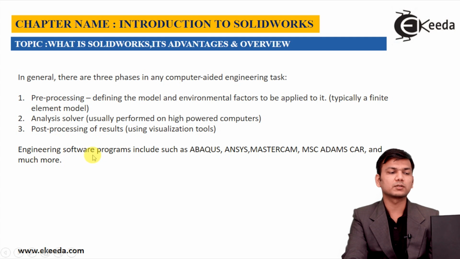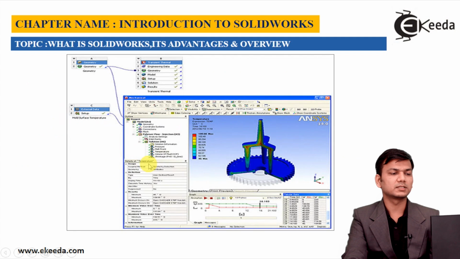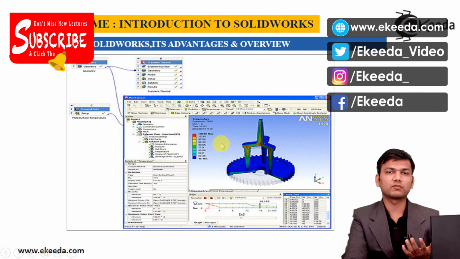Engineering software programs such as Abaqus, ANSYS, Mastercam, MSC Adams Car, and many more are used for the analysis. This is basically one analysis of a model using the ANSYS software. So like this we can analyze. Now the red mark is showing the most stressed area and the dark blue is showing the less stressed area. So like this we can find the area on which more stress or strain or forces are acting according to the need. Now this is basically showing the temperature.